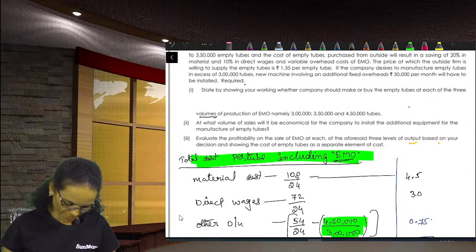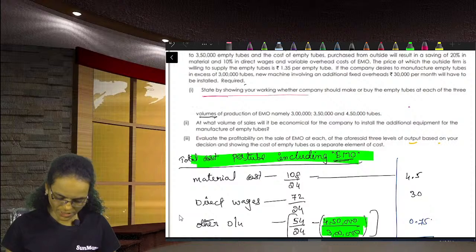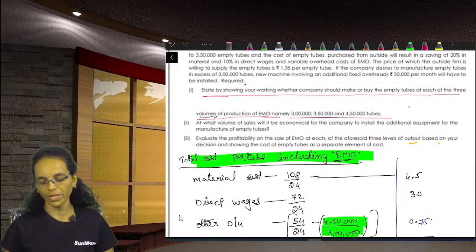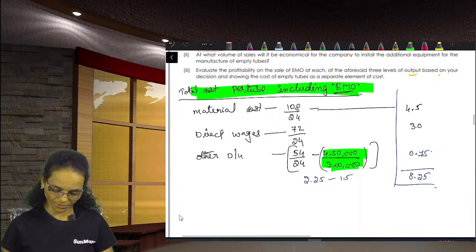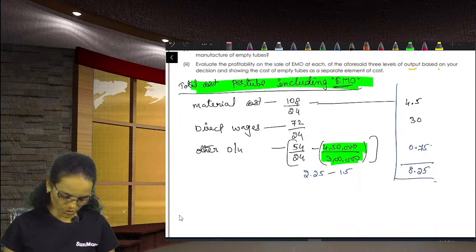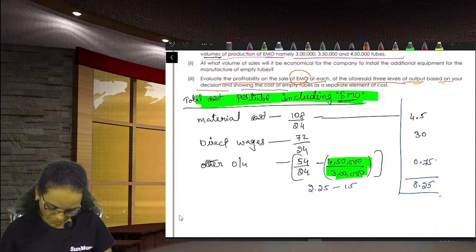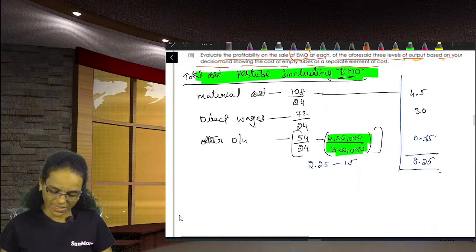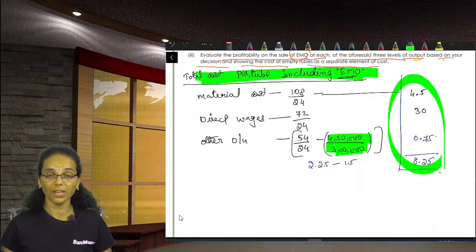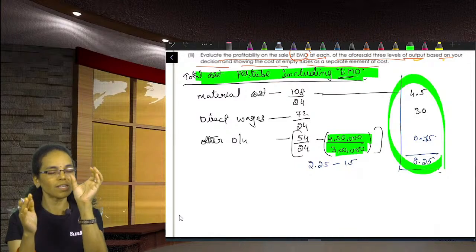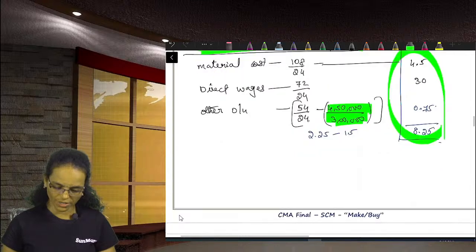Next, what is it saying? State by showing your workings whether the company should make or buy empty tubes at each of the 3 volumes of production of EMO, namely these levels. And again they are asking here also, evaluate the profitability on the sale of EMO at each of the 3 levels of output based on your decision, showing the cost of empty tubes as a separate element of cost. This is a variable cost, but it includes the component and at the same time the tube. But we need to segregate what is the cost for the component and what is the cost for the tube. So here we will write separately.